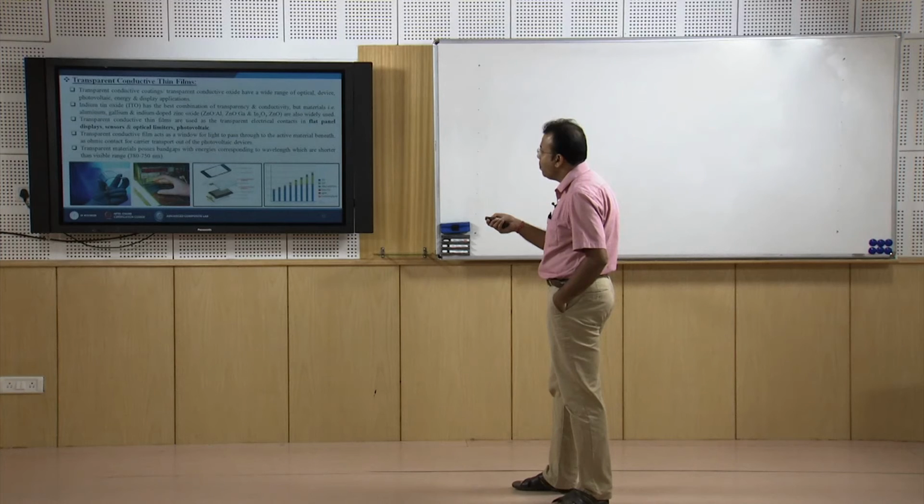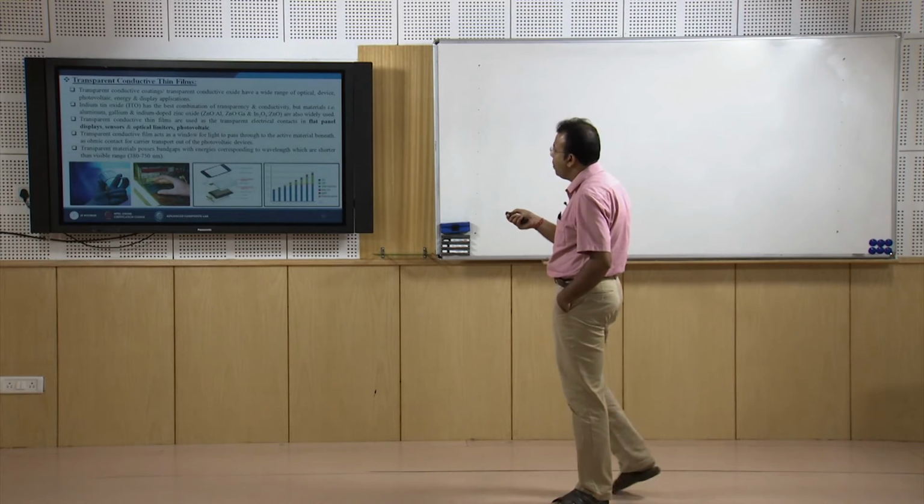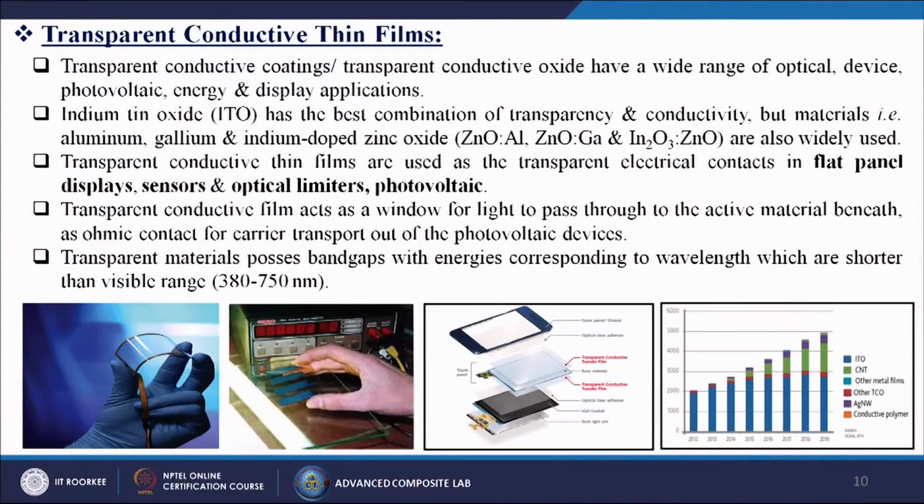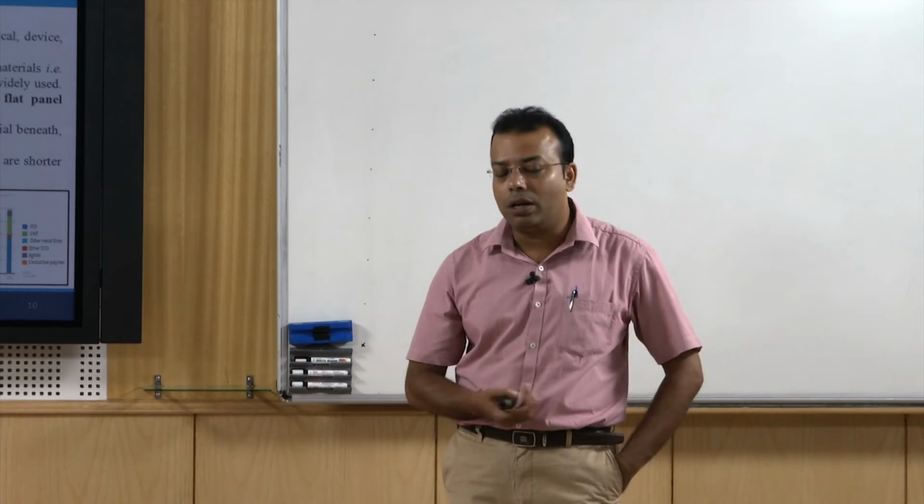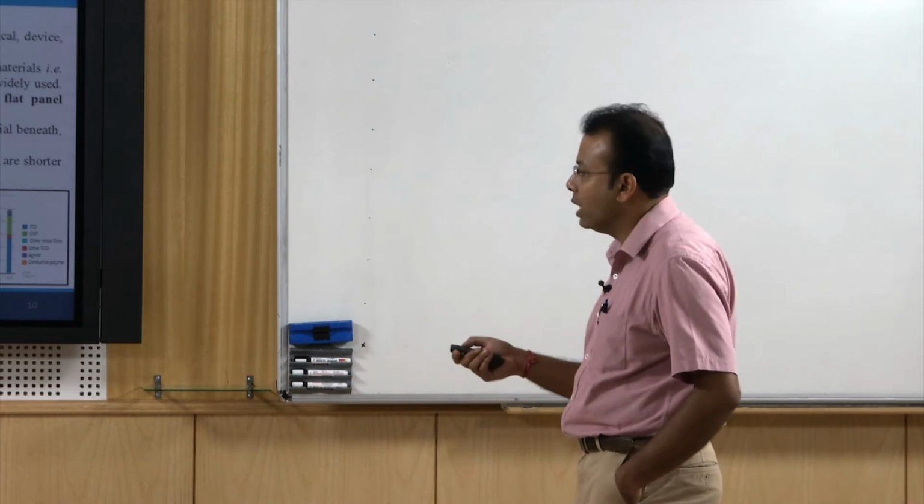So what are the examples? Indium tin oxide has the best combination of transparency and conductivity, but materials like aluminum, gallium, indium doped zinc oxide are also widely used. These are all the latest materials which we are using for transparency and conductivity operations. Transparent conductive thin films are used as transparent electrical contacts in flat panel displays, sensors, optical limits, photovoltaics, solar cells. So there are lots of applications of this kind of materials.